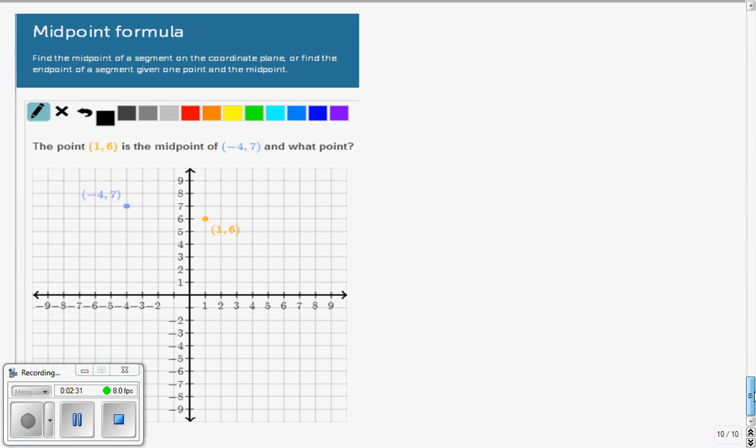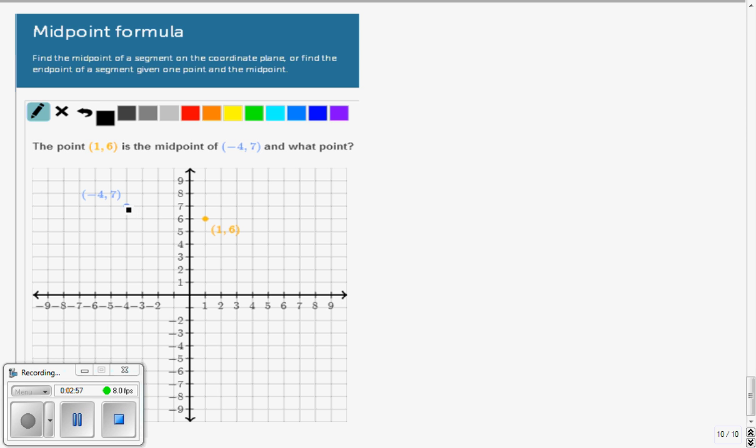Now we could be asked a question like this. The point (1, 6) is the midpoint of (-4, 7) and what other point? So we are given the midpoint, and we're asked to find the endpoint. Well, intuitively, how could we do this? Without any calculations, we could figure this out if we're given a graph. How could we do that?